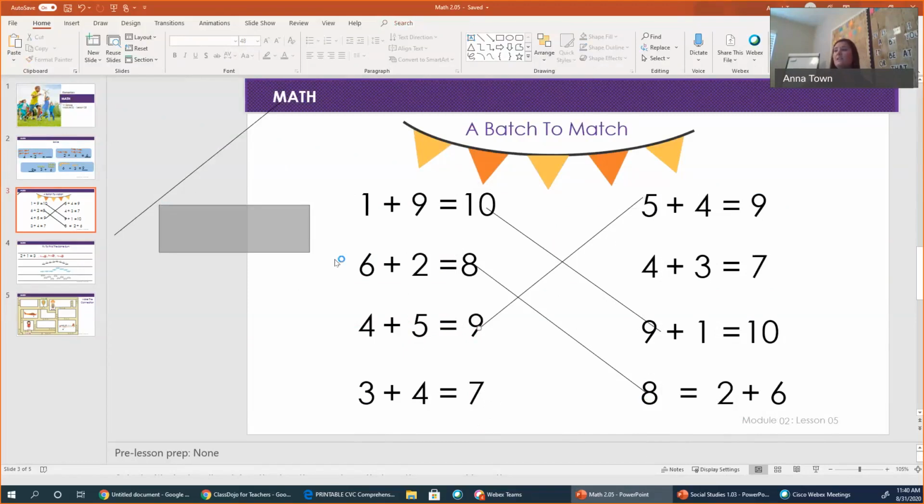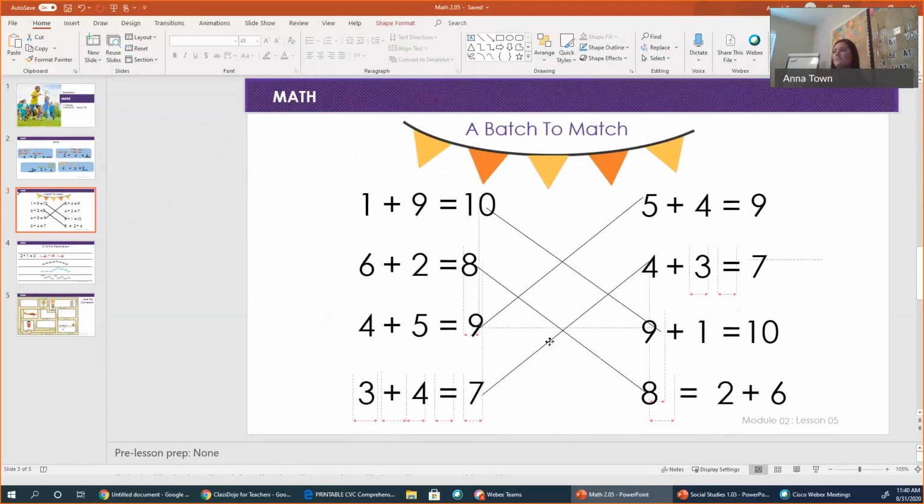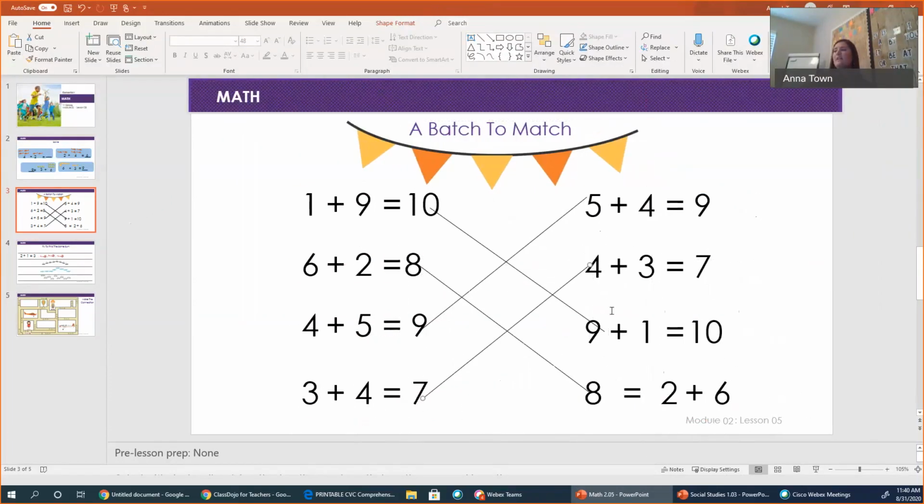Yes, hopefully what you chose was 4 plus 3 equals 7. The addends are the same, 4 and 3 in both equations. And the sum is the same in both equations, 7.